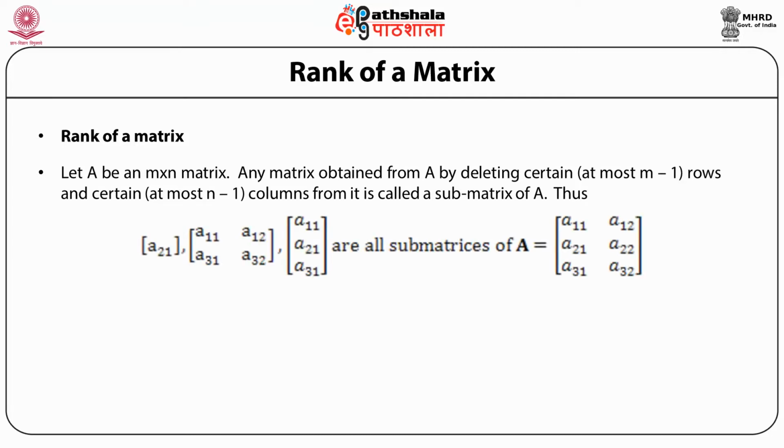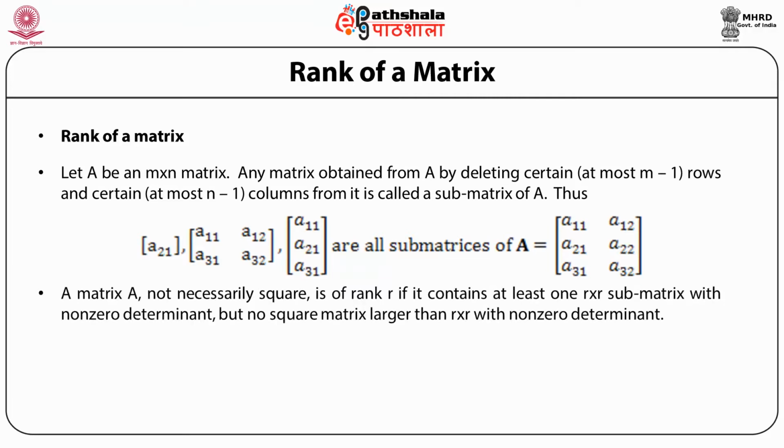Thus, the matrix A21, the matrix A11, A12, A31, A32, and the column matrix A11, A21, A31 are all submatrices of matrix A, given by A11, A12, the second row being A21, A22, and the third row being A31, A32.